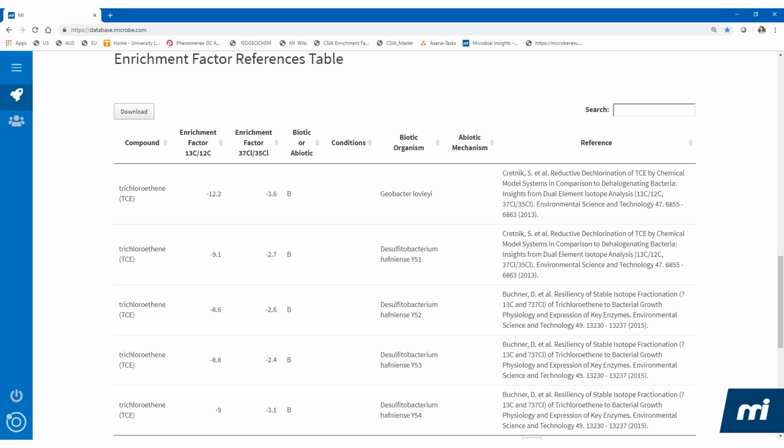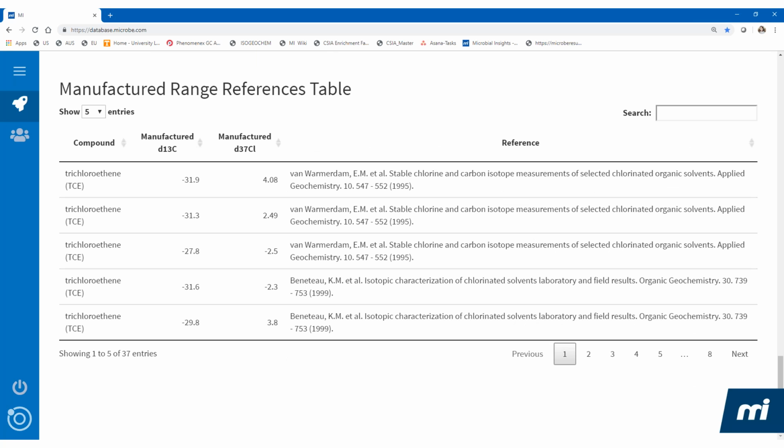Now below those, we have more detailed tables. So these are the same values, but it gives you a little more information and actually gives you the references that you might need for a report or for looking into the research yourself. And more importantly, this will give you information about whether, for example, in the enrichment factor table, this value comes from biotic or abiotic degradation, whether it comes from a specific type of organism or a specific type of abiotic compound, for example, ZVI or sulfonated ZVI. And we have a very similar thing with the manufactured range reference table as well. So again, all of those values that you might be interested in, but a little more detail if you wanted those. And that includes the actual reference to the original papers themselves.